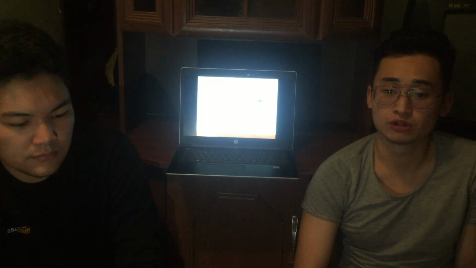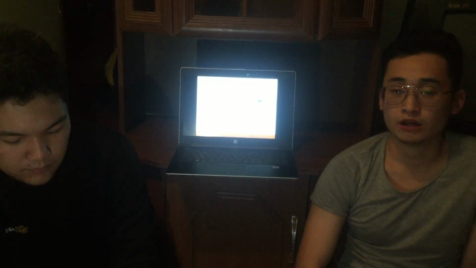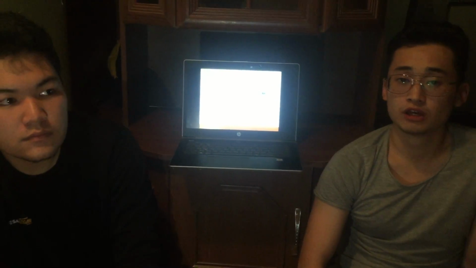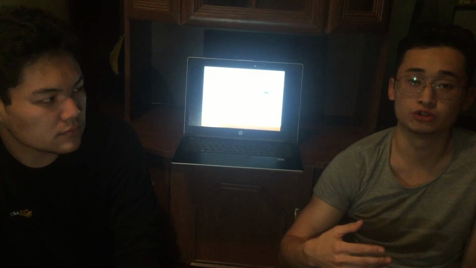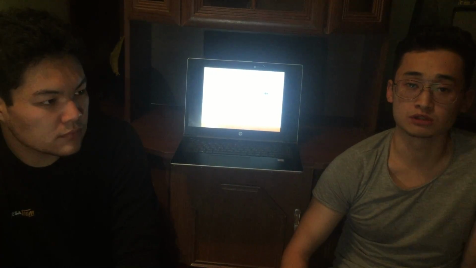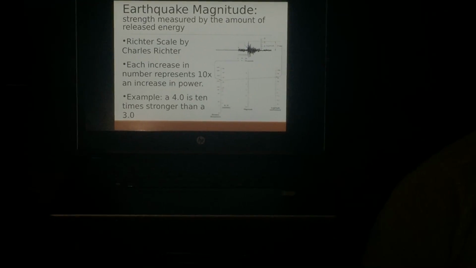So Nazar explained the scale of the earthquake, and now I am going to explain the earthquake magnitude. Earthquake magnitude is a strength measured by the amount of released energy. For example, if we consider an earthquake of scale 3, then the next step, the fourth scale, has 10 times more released energy. It means it has 10 times more damage, 10 times more hazards and other things.